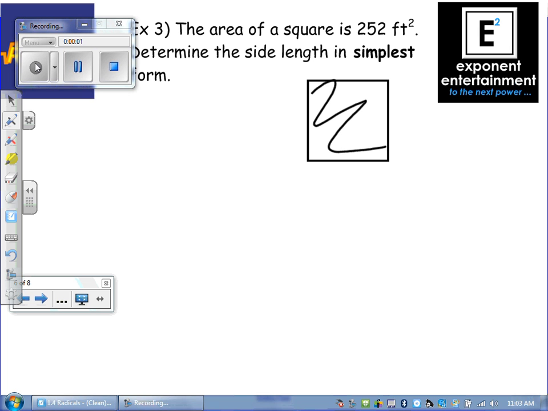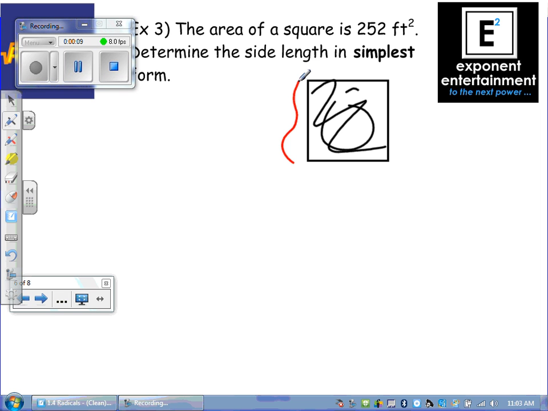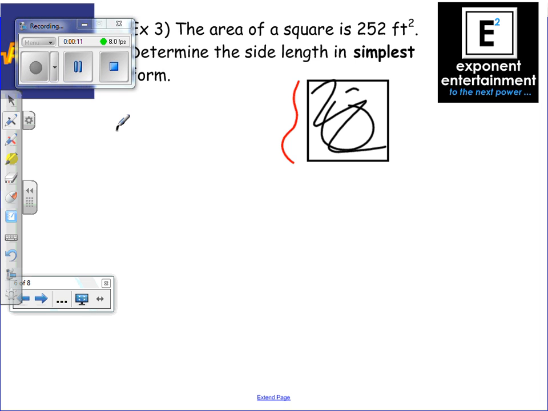So if this is your area, and you just want to find one side length, how do you do it? Josh? Square root. Correct. You square root the entire inside. So the square root of 252 will give you your answer. And when you put it in your calculator, what'd you get, Matt? You have 15.8, which is a decimal.